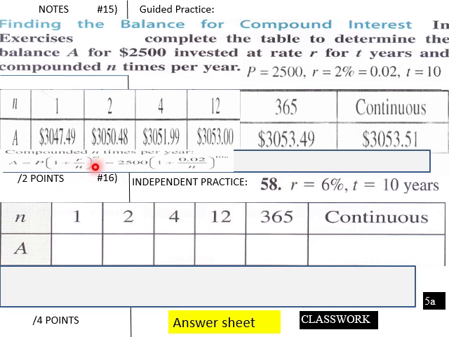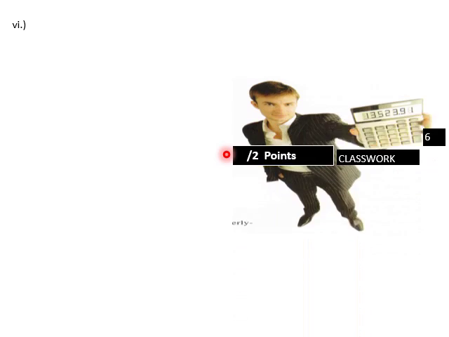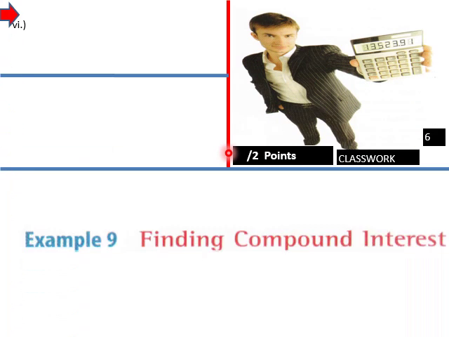So again, here is our formula. We plug in here, and we get that number.